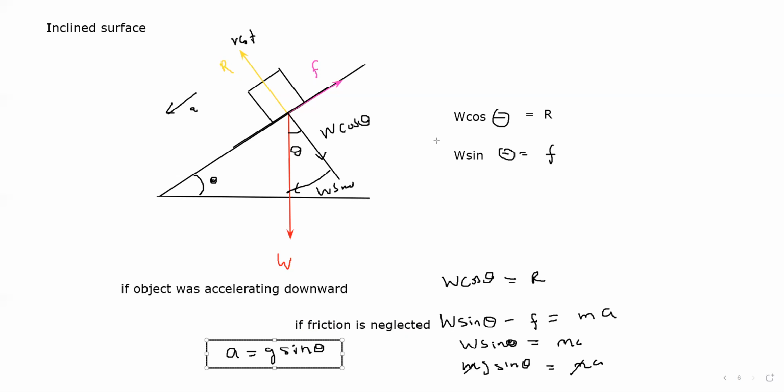Is this clear? When the object is at rest, then the horizontal and vertical components are balanced. But if the object is not at rest, and it is accelerating down, in that case, a equals g sin theta. Any doubt in this part?